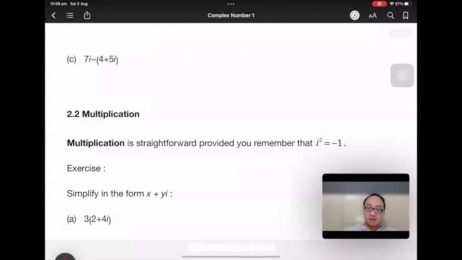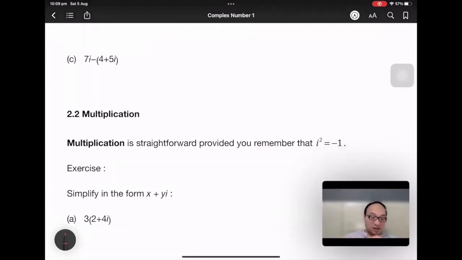The next one: 7i is the imaginary part, so it is 0 in the real part. So we can just combine 0 minus 4 plus 7 minus 5i. So negative 4 plus 2i. That's it. That's for addition and subtraction.